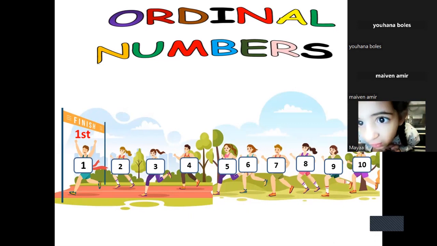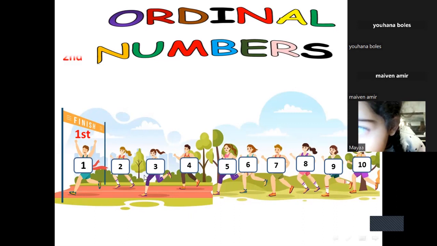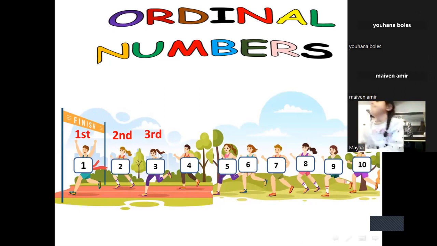I will ask you about the place or the position of the second, or the number two racer. She is the second. And I will ask you, where is the racer number three now? Yes, she is the third. And I will ask you about where is the racer number four? Fourth, excellent.